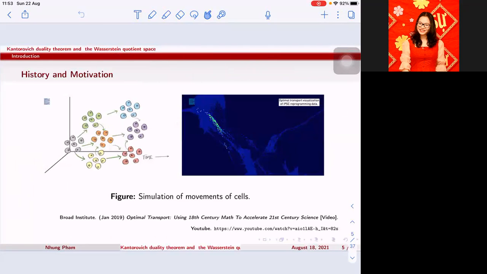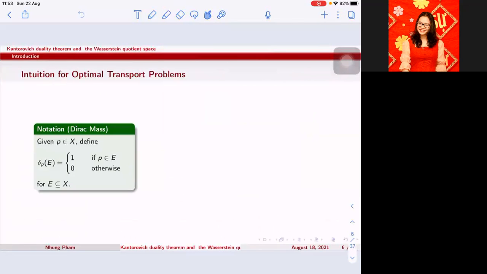Here's the medical application of optimal transport. Because human cells tend to move in an optimal way that uses as little energy as possible, optimal mass transportation can be used to simulate the movement of cells in the body. So what is actually the optimal mass transportation problem?